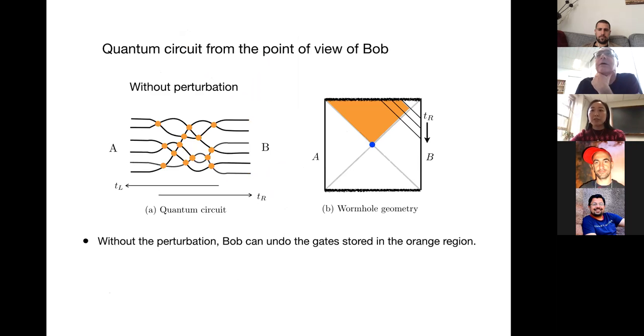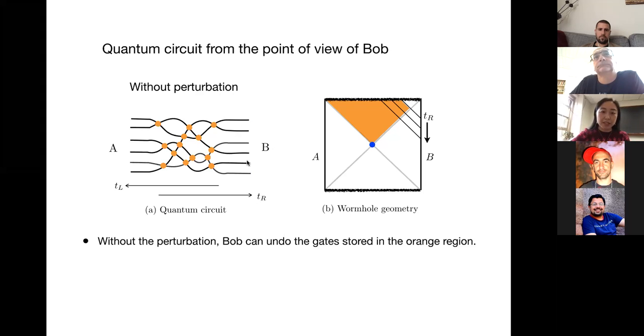Okay, now let's look at the same quantum circuit, but from the point of view of Bob. First of all, without perturbation, what do we expect? Without perturbation, let's say Alice has done a lot of operations to take left time to positive infinity. I mean, the circuit has grown very long towards the left. And then when we decrease right time, what do we expect?